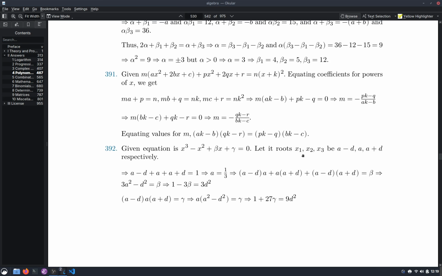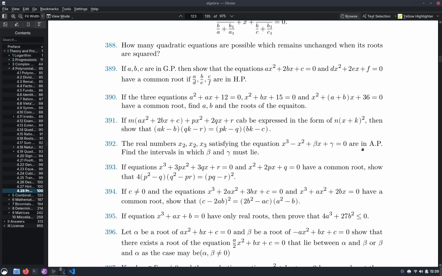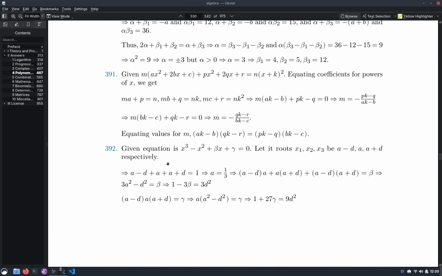So we let the roots be a minus d, a and a plus d, because it is given that the roots are in AP. So we sum the roots, and from Vieta's relations, we get the sum of the roots as 1, that is, a is equal to 1 by 3. Now the product of roots taken two at a time is equal to beta. So we get 3a square minus d square is equal to beta.